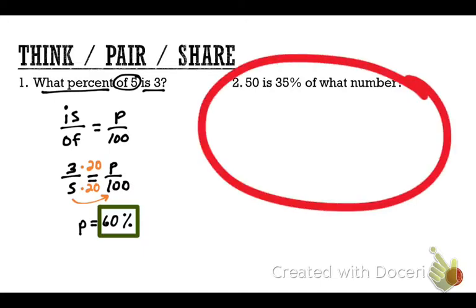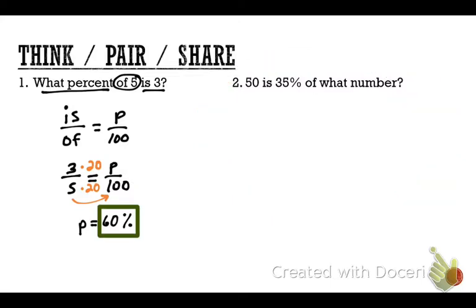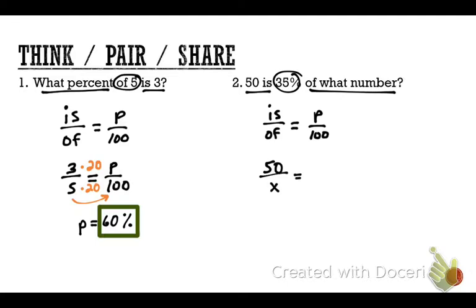For this problem, I want you to round the answer to the nearest tenths place, okay? Go ahead and do it with your partner. Okay, so looking at this, we know this is my is, my p, and my of. Is over of equals p over 100. My is what, class? 50. My of? X. My p? 35 over 100.